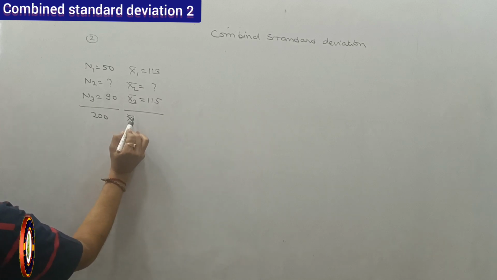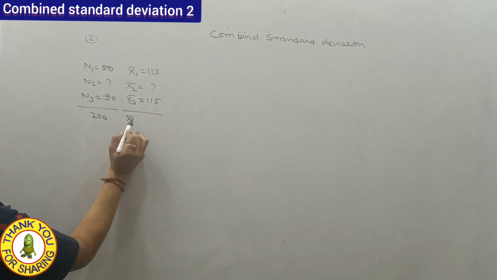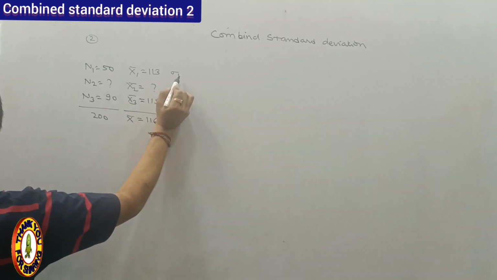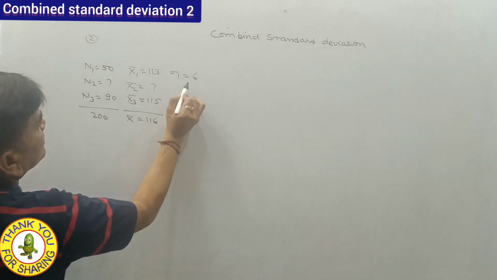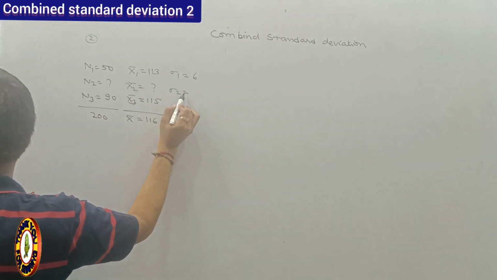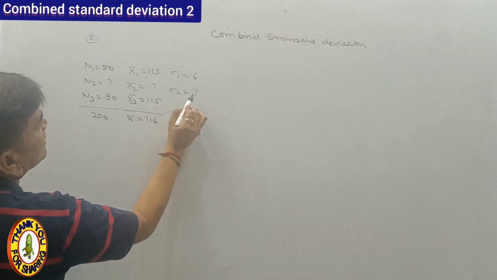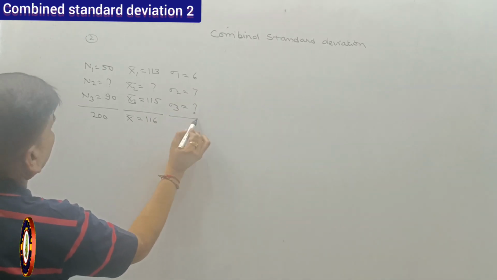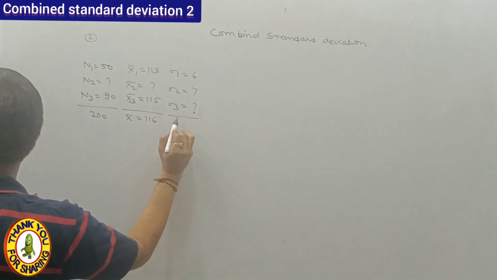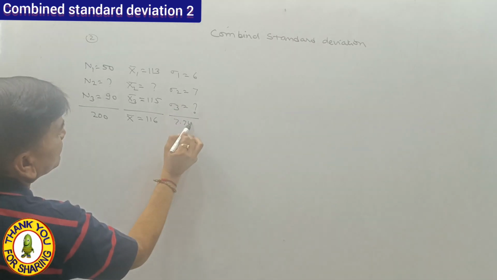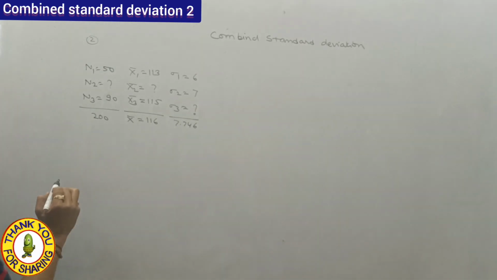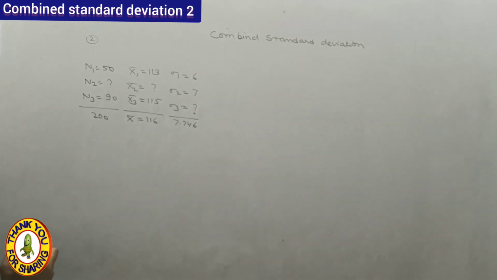Combined arithmetic mean is given 116. Standard deviation 1 is 6. Standard deviation 2 is 7. Standard deviation 3 is not given. Combined standard deviation is 7.746. N1 is 50 and N2 is not given.